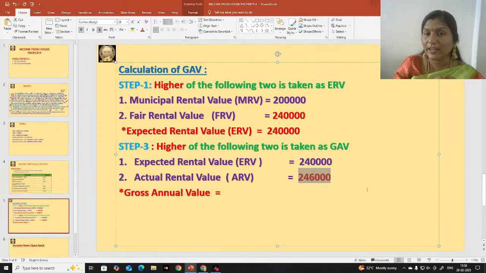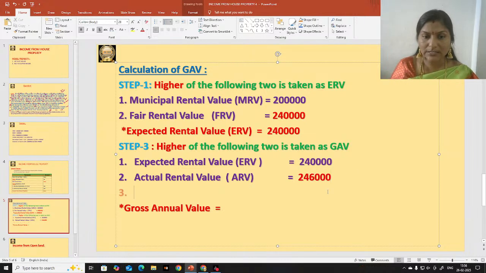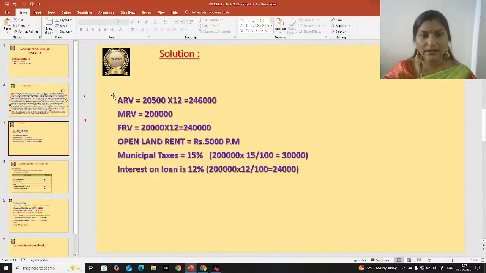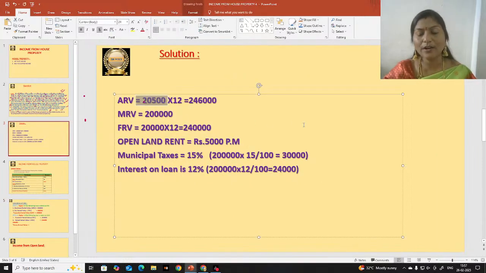Whenever a vacancy period is there, what should we do? Here we have to select the highest one first. In the third step we selected the highest one, 2,46,000. After selecting that, from that we should deduct the vacancy period loss. How many months was the house vacant? It is vacant for 1 month. So the assessee did not receive 1 month's rent. What is 1 month's actual rent? You can see here, it is 20,500, which he is collecting from the tenant.